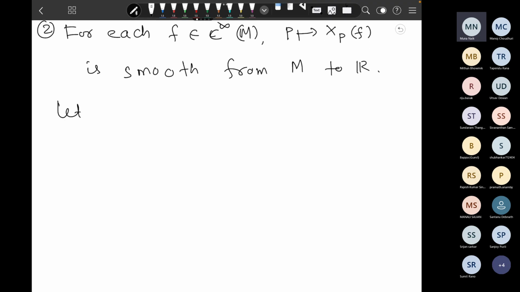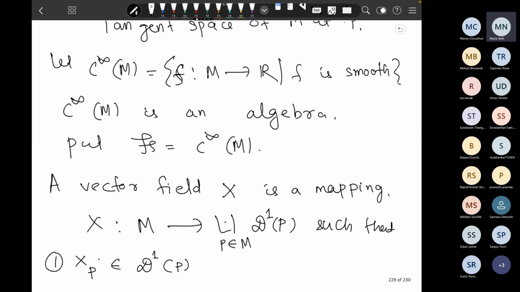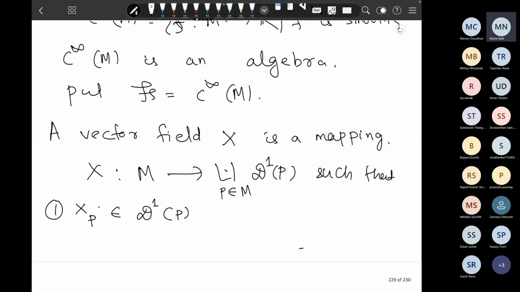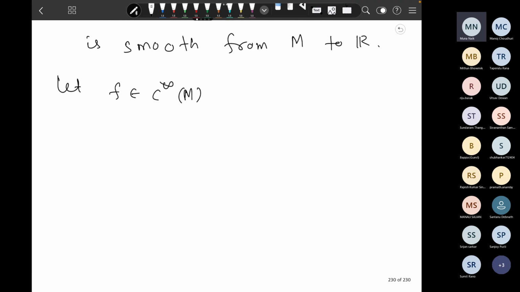Now let f belong to C infinity. The union you wrote, that union is automatically disjoint, right? Yeah, automatically disjoint, but I have written it, that's all, because it depends upon you.